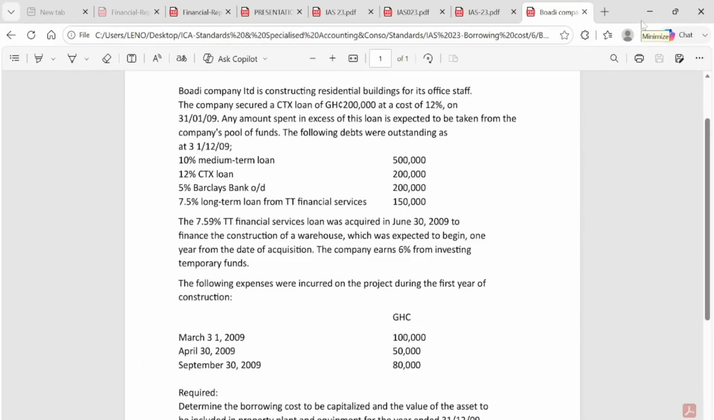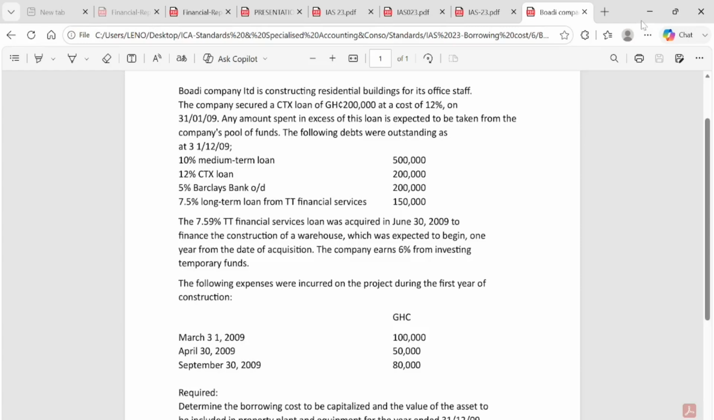All right, let us look at this very question and see how we can go about it. Body Limited is constructing a residential building for its official staff. The company secured a CTX loan of 200,000 at a cost of 12% on 31st January 2009. Any amount spent in excess of this loan is expected to be taken from the company's pool of funds.